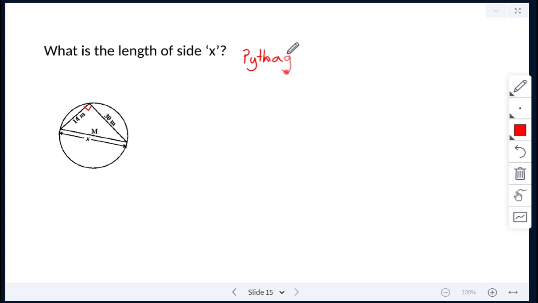All right, so we're going to use the Pythagorean theorem. Right across from the right angle, this is the hypotenuse. So we're solving for the hypotenuse in this case. So we'll use our a squared plus b squared equals c squared, to figure out the hypotenuse.